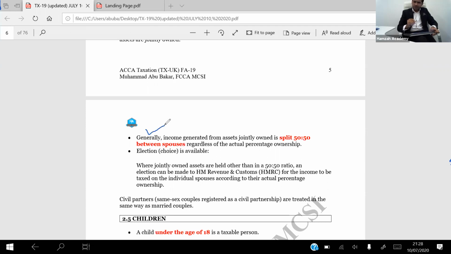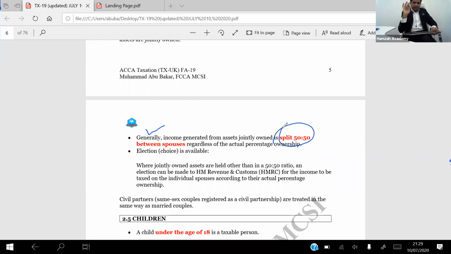Generally, income generated from assets jointly owned, consider 50-50. There will be a scenario where it will be mentioned precisely that the house is owned 60% by husband, 40% by wife. Then it's 60-40. But generally, when it doesn't say how much percentage is owned by one person, then it is 50-50. So this is a rule of thumb. No percentage mentioned, 50-50.